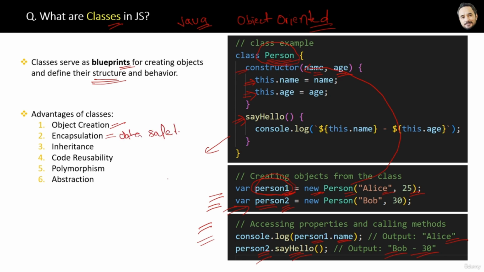Then object-oriented programming also provides inheritance. What does inheritance provide? It provides reusability. Another benefit of object-oriented programming is polymorphism and abstraction. That is a very deep level discussion, but maybe I will cover this in a separate question.